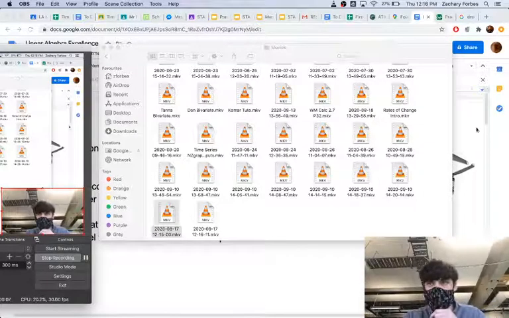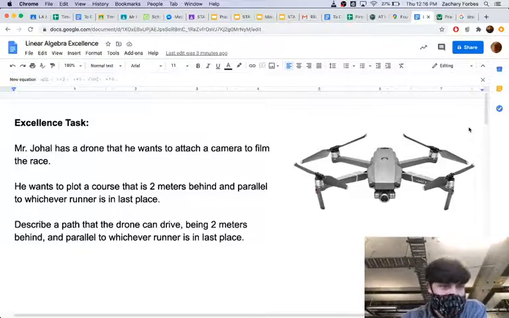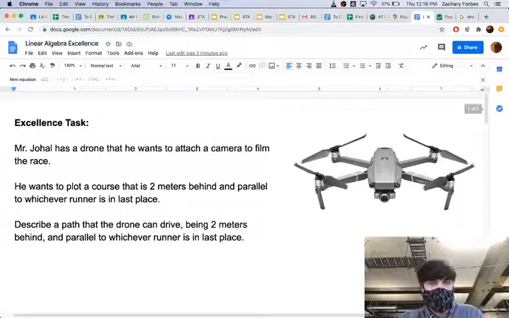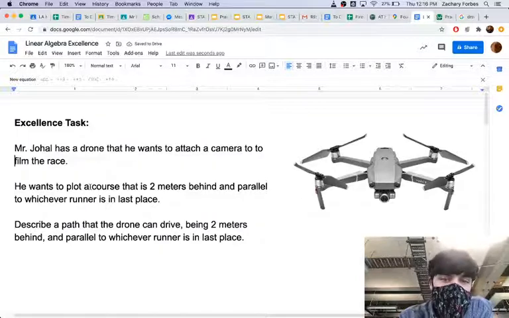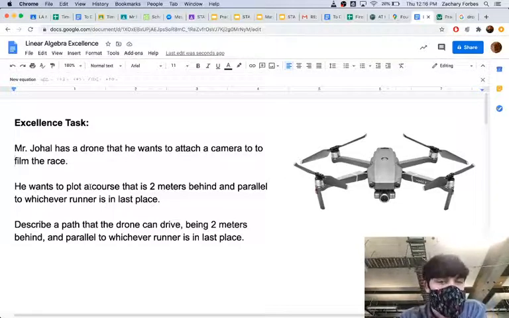Today we are going to have a look at the excellence task for the linear algebra practice assessment. So the task reads like this. Mr. Jahal has a drone that he wants to attach a camera to film the race. He wants to plot a course that is 2 meters behind and parallel to whichever runner is in last place. Describe a path that the drone can drive being 2 meters behind and parallel to whichever runner is in last place.